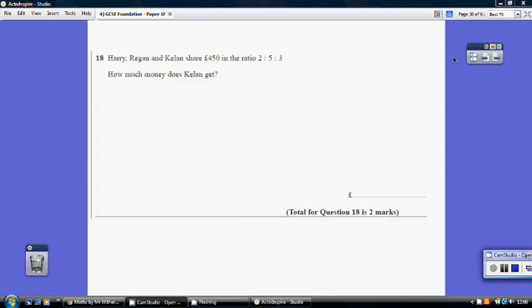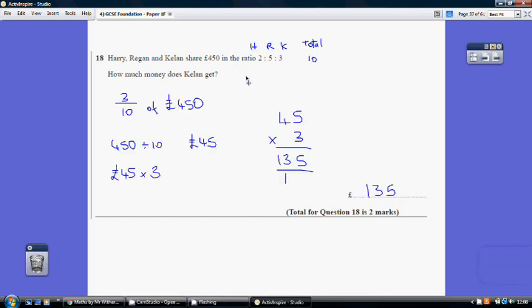Question 18. Harry, Regan and Keelan share £450 in the ratio 2 to 5 to 3. Well, that's 10 shares in total, 2 plus 5 plus 3 being 10. So how much is each share going to be? We can divide our 450 by 10, which is £45 each.